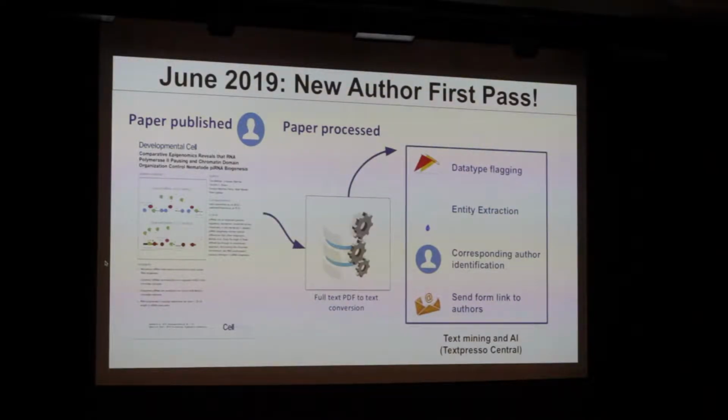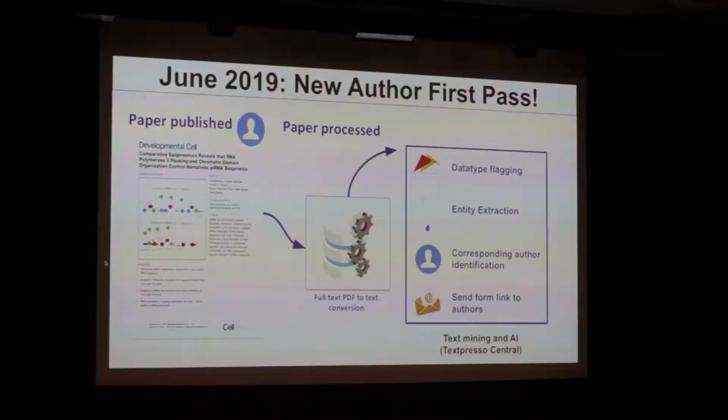What we have started, just at the beginning of this month, is a new author First Pass pipeline that we're really excited about, because we think this will really lower the barrier for people to tell us about the data that's in their paper. I'll briefly explain how this works, and a lot of this relies on text mining and AI that we do in collaboration with the Textpresso Central text mining platform that was developed as part of WormBase at Caltech.